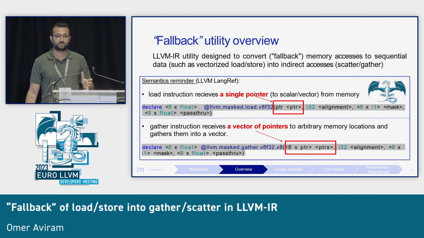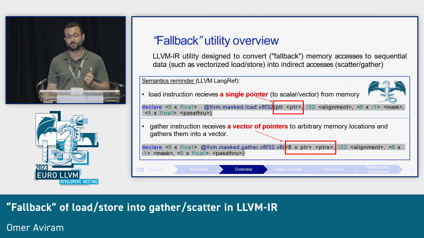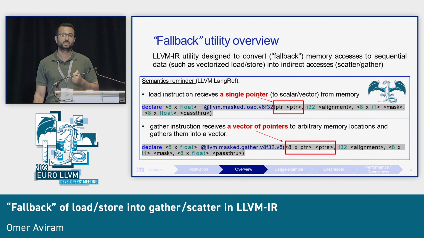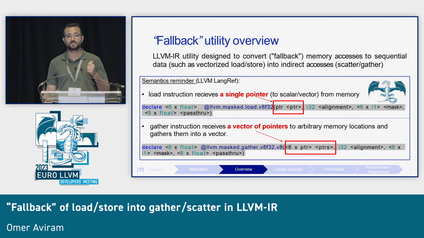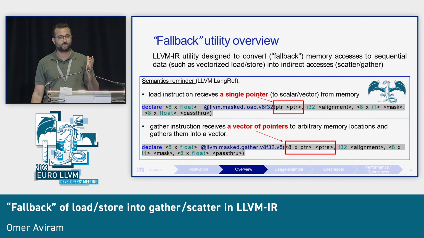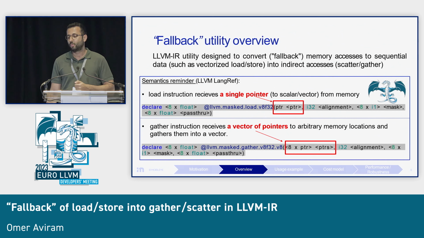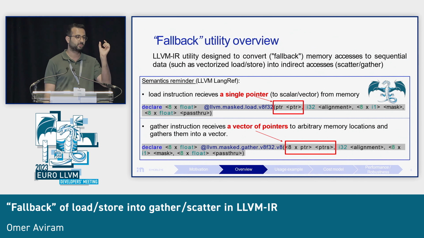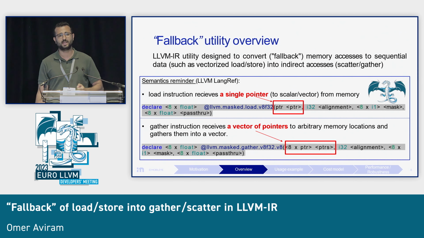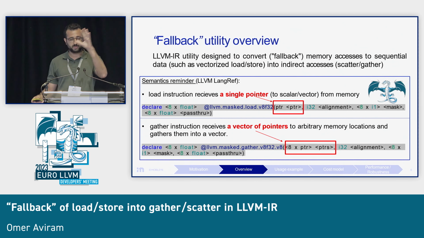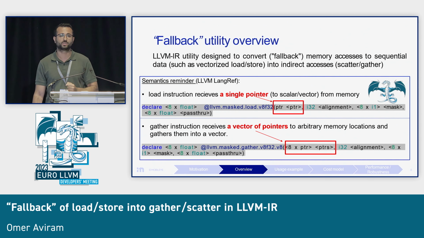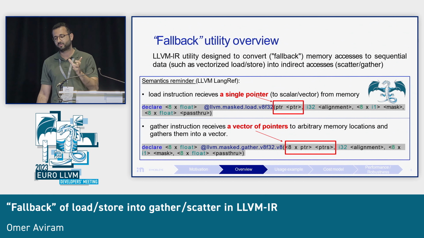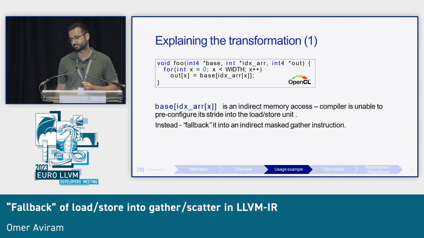Just a reminder for those of you who are not familiar or forgot, from the LLVM language reference: a load instruction in LLVM IR receives a single pointer to a vector or an element of data, while a gather instruction receives a vector of pointers, each pointing to a specific element of data. This can be sparse data, it doesn't have to be sequential. Just remember that the load gets a single pointer, while gather receives a vector of pointers.